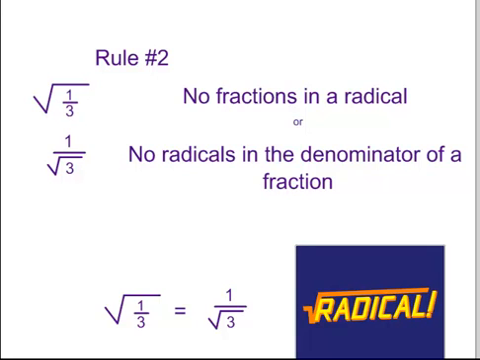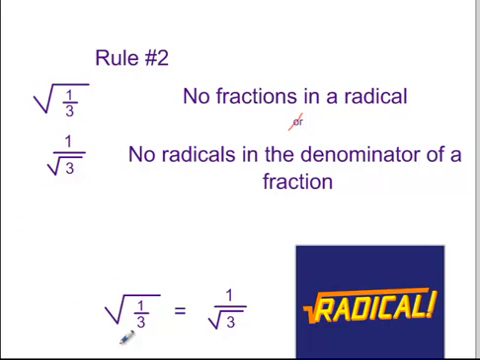Alright, simplest radical form, part 2, covering rule number 2 and then a little bit more. Now rule number 2, I write it in two different ways. It doesn't seem like it's the same thing, but it really is. No fractions in a radical, like this, or, no radicals in the denominator of a fraction, like this.